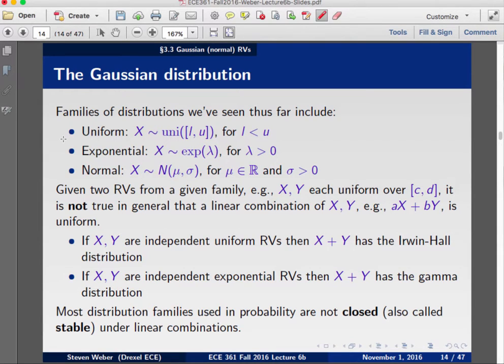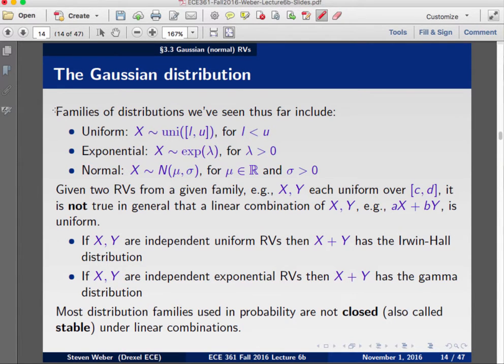All right, so the Gaussian distribution is famous for many reasons, and we'll be talking about it as the course goes on. But one of the reasons it is rare and famous is it has this property that's called stability or closure, depending upon which term you like to use.